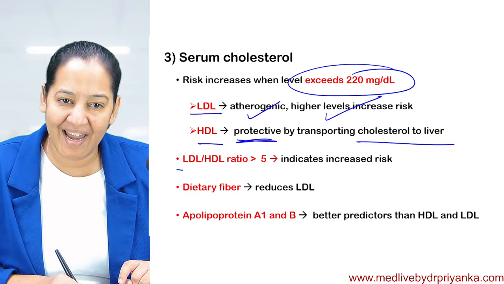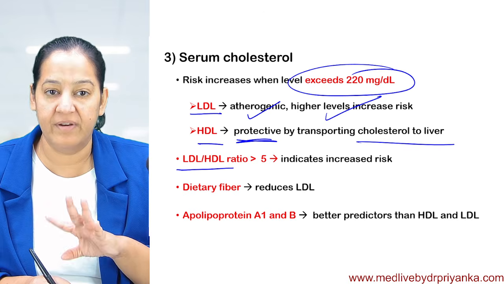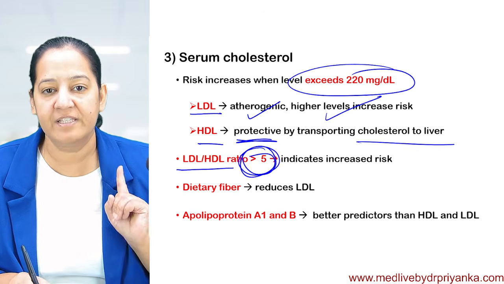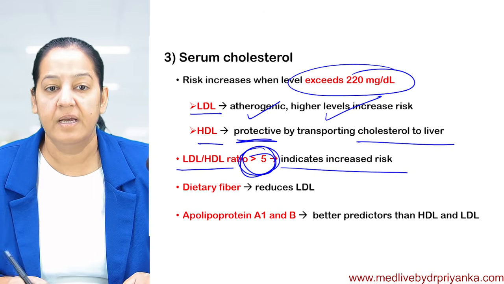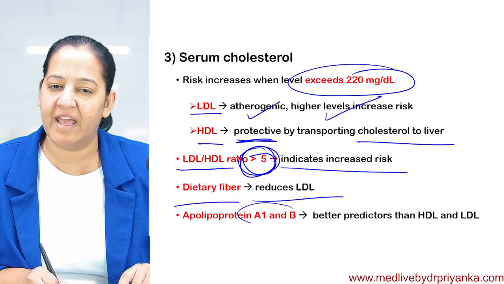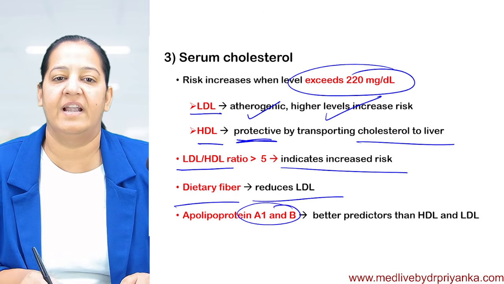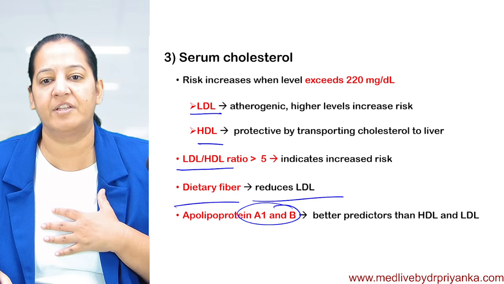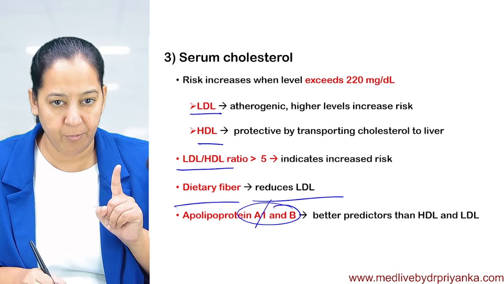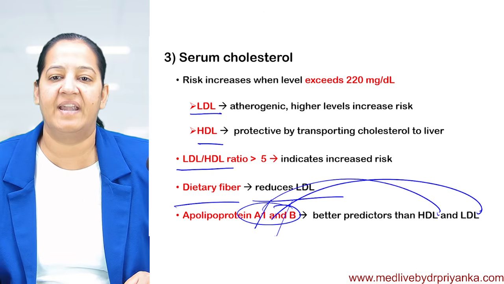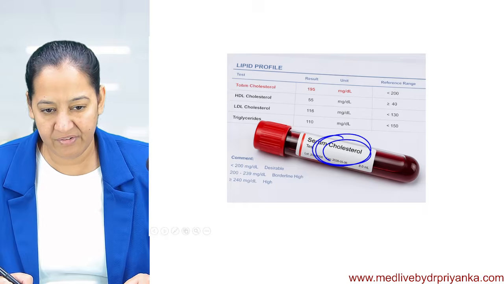Okay. The LDL HDL ratio should be less than 5. If the LDL HDL ratio is more than 5, it increases the risk. Dietary fiber reduces the risk, and apolipoprotein A1 and B are predictors of HDL and LDL. So how much LDL and how much HDL I have in my blood, we can test with apolipoprotein A1 and B. They are the indicators of HDL and LDL in the blood respectively. I guess everyone knows this.